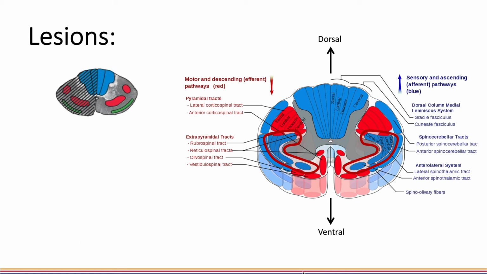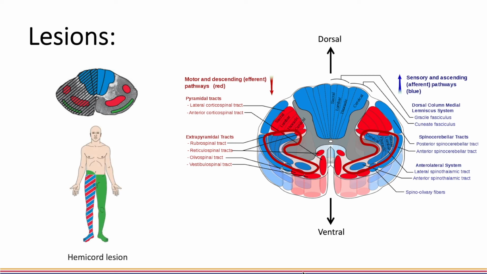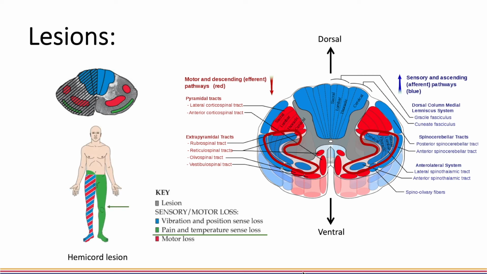A lesion of half of the spinal cord, or hemisection, will lead to contralateral loss of spinothalamic sensations 1 to 2 segments below the level of the lesion, and ipsilateral loss of these sensations at the level of the lesion, as explained earlier. There will also be loss of the dorsal column sensations and motor function below the level of the lesion. This is known as Brown-Séquard syndrome.